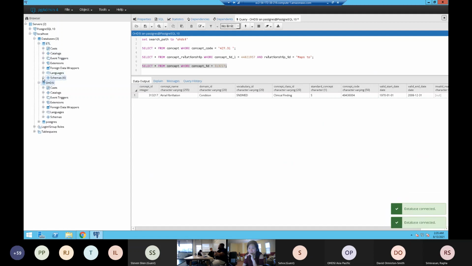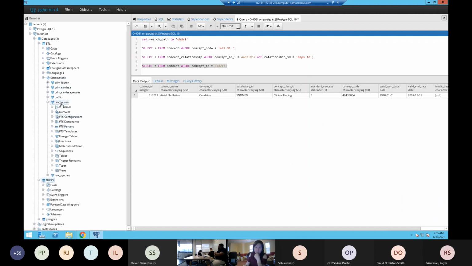Let's see, where is it? So you'll see the raw one in here. You first have to load the raw one, like you said, which is the source data. So you load all the source data tables in here. Then, using the DDL that you download from the GitHub repository, you create the CDM schema as well. So there are two different schemas: one is your raw, and one is your CDM.